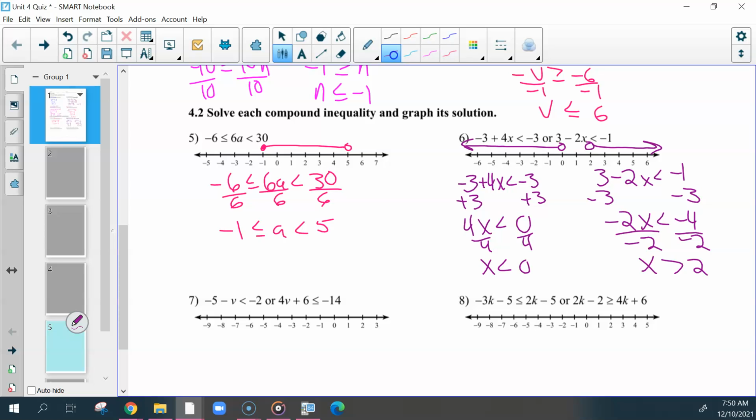The very last thing, and this was minor, because this is an or inequality, this needs to have or in between it. Questions on that one?